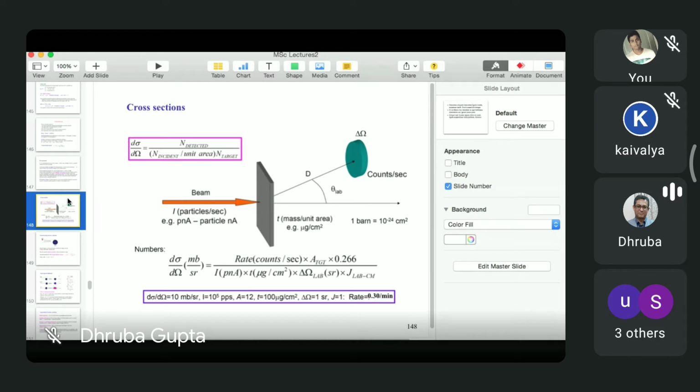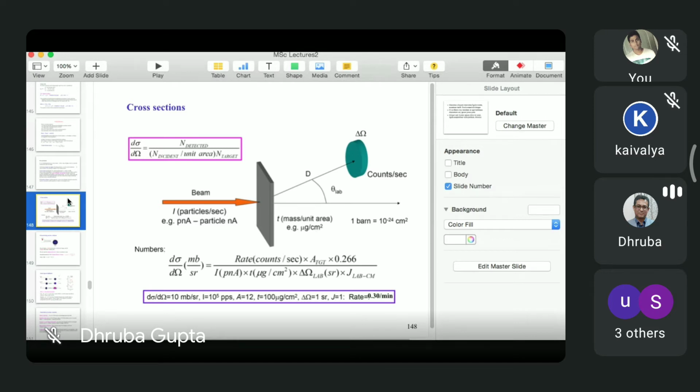Have you all arrived at that rate of 0.30 per minute from this formula? Have you tried it at home from this expression? Unless you do it, you won't have a feel for what exactly the cross section is. Yes, you could get that 0.30 per minute.